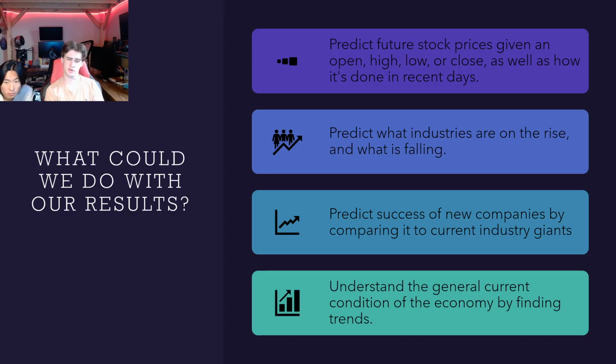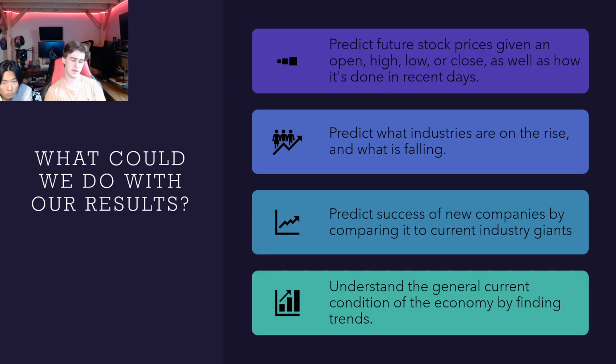We can also predict which industries are on the rise given current market trends for that industry itself, but also we can predict if they're on the rise by comparing them to the industry giants. If we can look at their past and see what their trends were and see if they compare to the newer companies which are doing it, we can see if they're going to be a big company in the future.